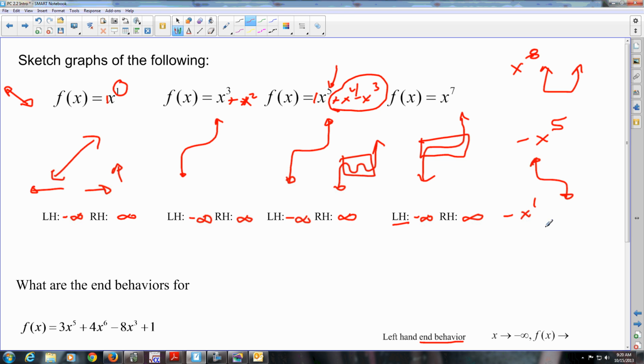Negative x to the first, then your graph is going like this. As you read from left to right, it's going down to the right. Okay? All act the same way.